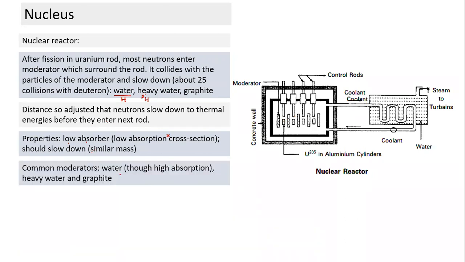Water is a common moderator even though its absorption is slightly high. It is still preferred. In many reactors, water is the most common one used, still preferred because of low cost. Heavy water perhaps has lower absorption compared to normal water, but heavy water is expensive.